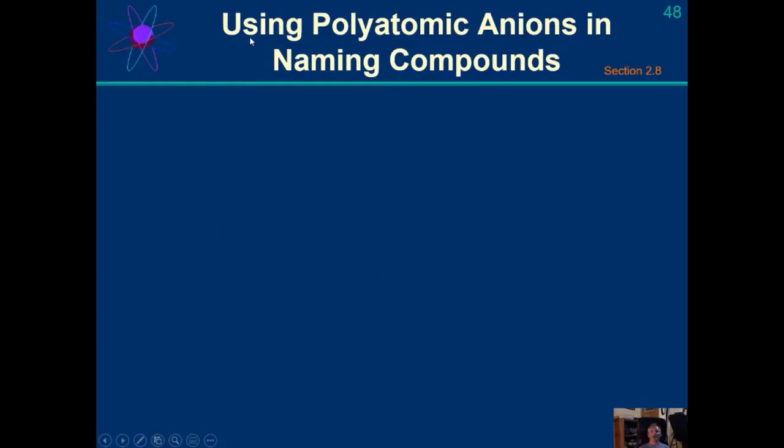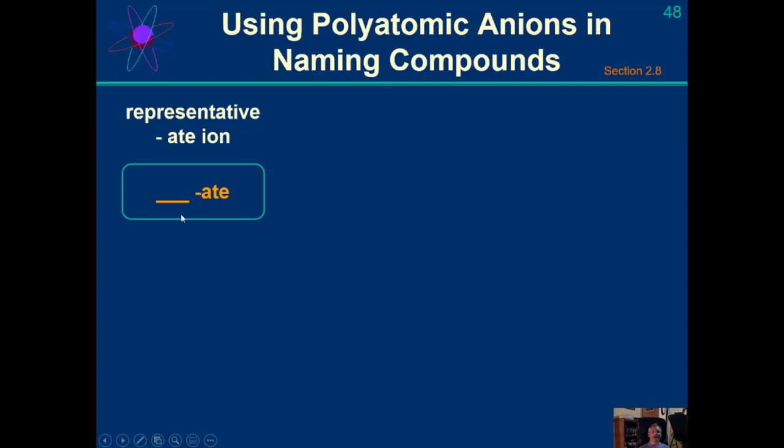All right, using polyatomic anions in naming compounds. This is why you need to know the representative ATE ion. So take your ATE ion, whether it's chlorate, nitrate, carbonate, phosphate, the naming scheme is going to be the same. So here's chlorate.